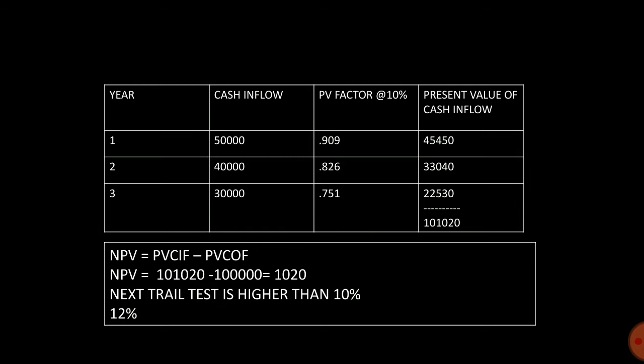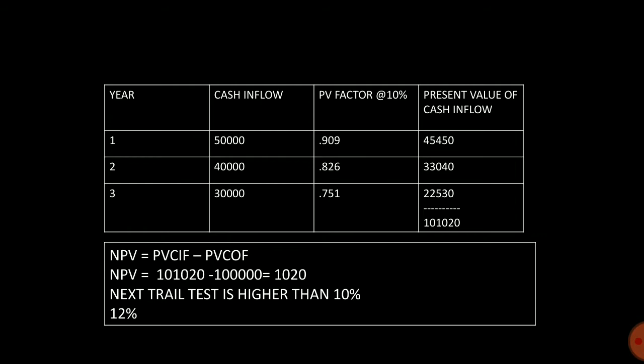Then we want to add all these three figures, and that is present value of cash inflow, and that is 1,01,020. Then next step is NPV. NPV is equal to present value of cash inflow minus present value of cash outflow. So 1,01,020 minus 1 lakh, and NPV is 1,020.